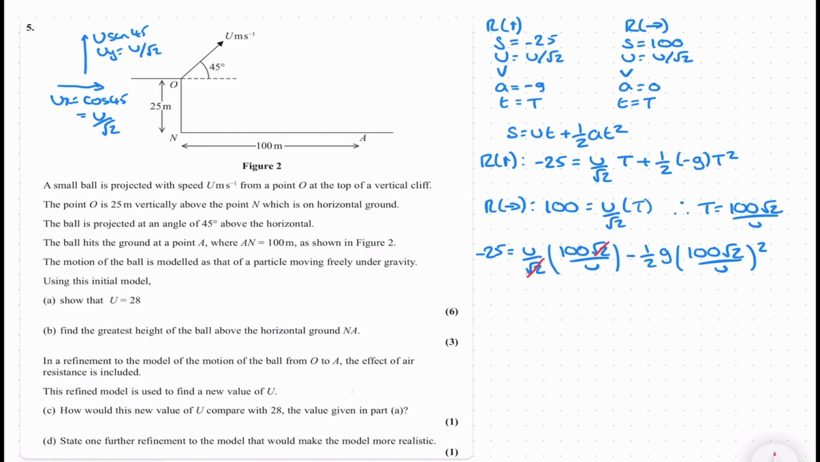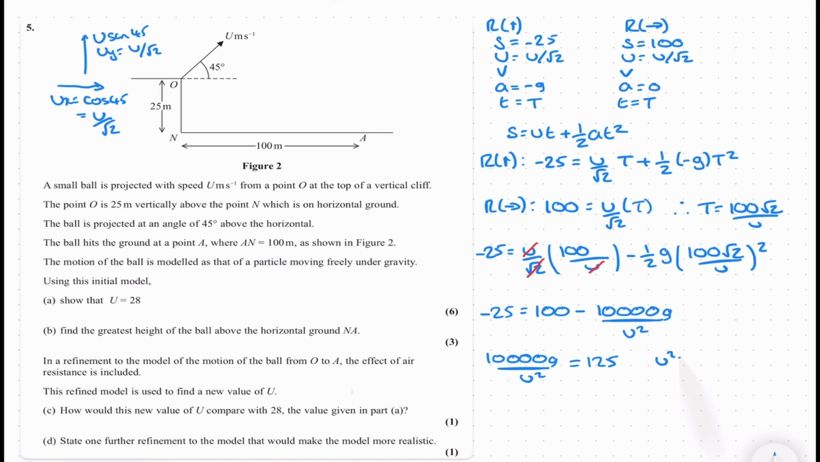Now the root 2's here will cancel, so will the u's, and we can expand out in this bracket. So we get negative 25 will be 100 minus 1/2. Well, 100 root 2 squared will give us 20,000. 20,000 times 1/2 will give us 10,000. And we'll times that by g, so minus 10,000 g over the u squared. Now we can move all of this over to the left-hand side, and we'll move a negative 25 over to the right-hand side.